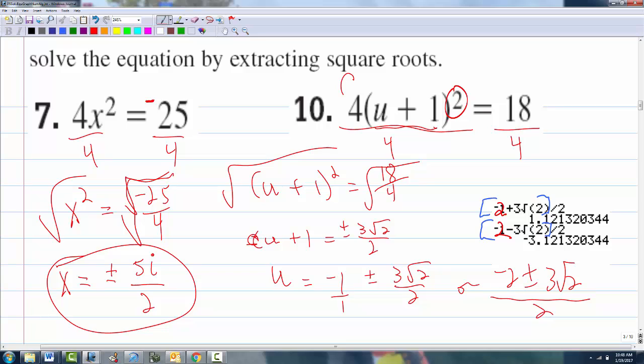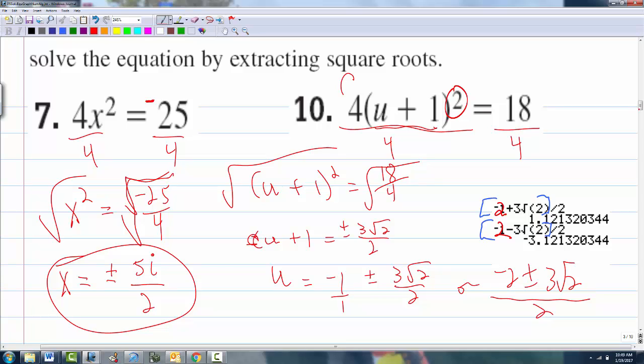Are you okay? You have a quizzical face. Okay. And then the next thing is, what's 18? What times what is 18? 9 times 2. What's the square root of 9? 3. So I went ahead and started simplifying this. This is not an i number because it's not the square root of a negative. So don't be putting i's where they don't belong. And then you end up getting that.